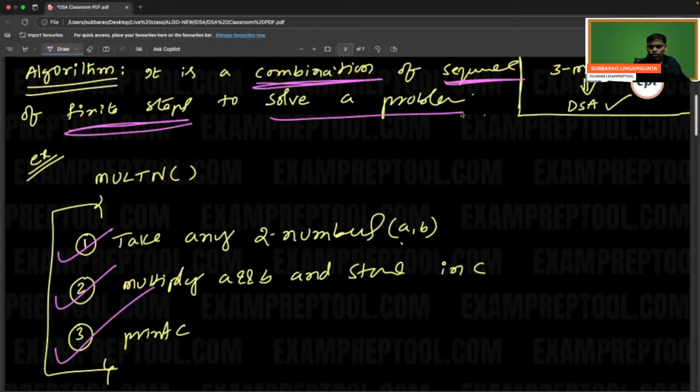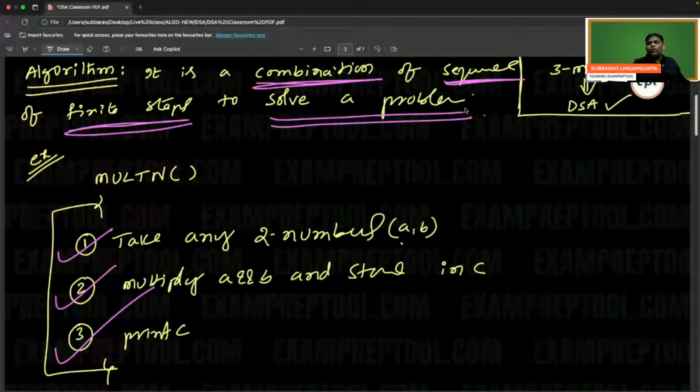If you want to multiply 2 numbers, it should solve your problem. If at the end it is not solving the problem, what is the purpose of that algorithm? Then why did you write the algorithm? Without any output, why did you write the algorithm? You only say, finally, it should solve the problem. It's a combination of a sequence of finite steps to solve a problem.